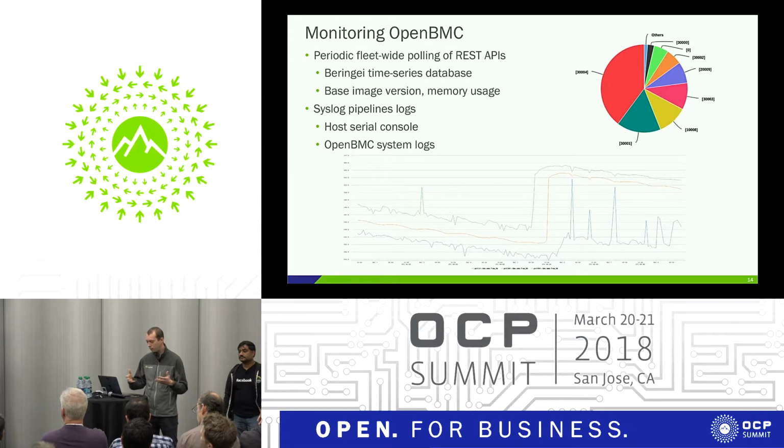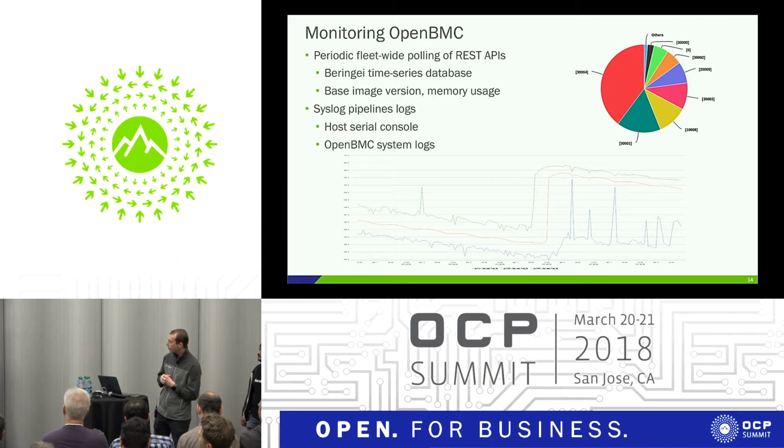About a year ago, we open sourced the core of that database as Baranjai on GitHub from Facebook, and that's the database it goes into. An example of some of the statistics that we store are the image versions, what is everything running, and how much free memory is on the BMC. The pie chart on the right is an example query and chart from version information data, and the one at the bottom is an example of memory usage over time.